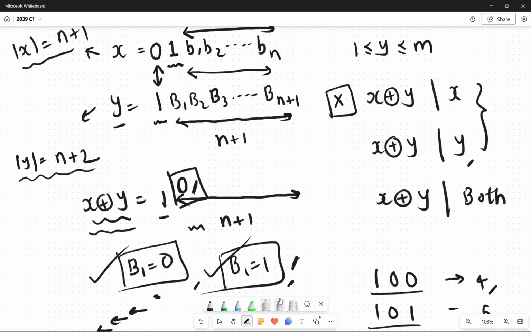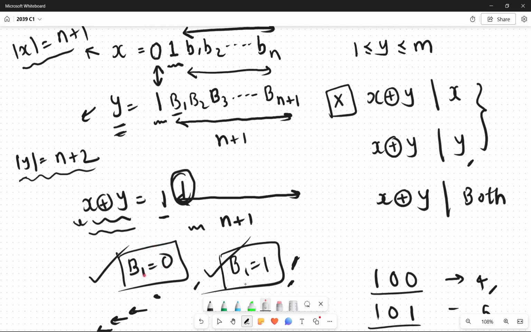So first case, let us consider b1 as 0. Here b1 is 0, so here my 1 will come, right? So 1 XOR b1 will be basically 1. So this again is greater than y, right? Because b1 is 0 here. If it is 0 here and 1 here, this thing is bigger, right? So in that case the answer is no, it won't divide y.